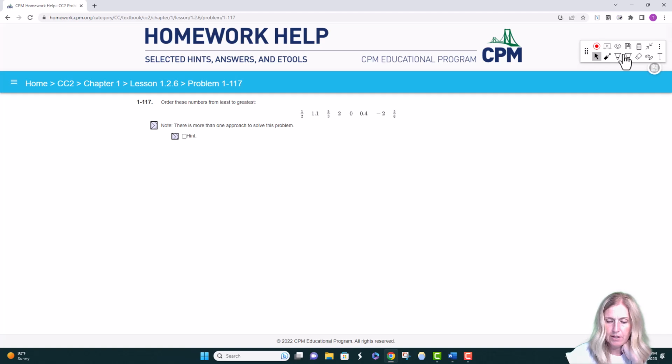Order these numbers from least to greatest. And it says, note, there's more than one approach to solve this problem. Of course there is. There always is in math. That's what's so great about it. I see some fractions, and some decimals, and some whole numbers. It's totally up to you.